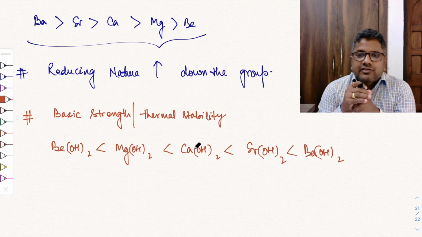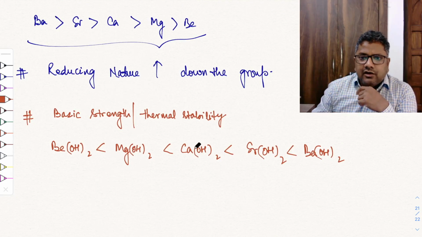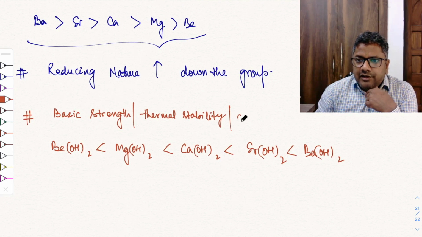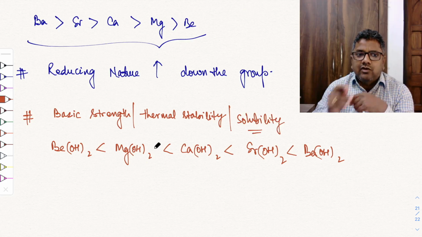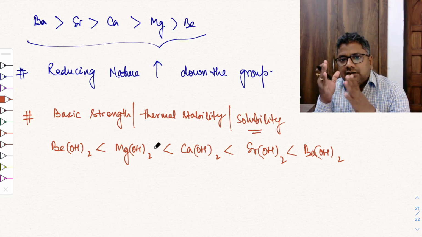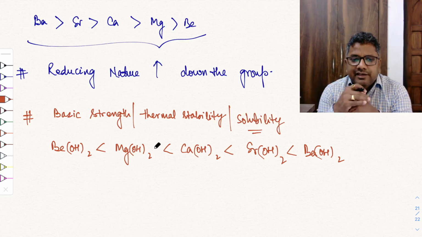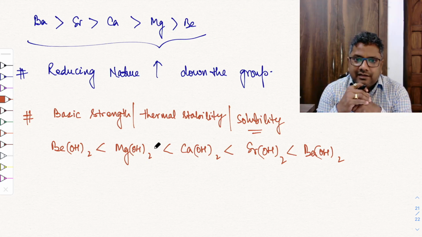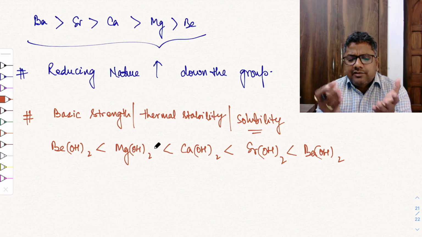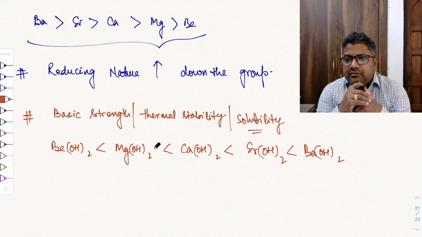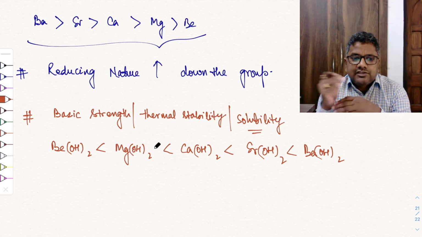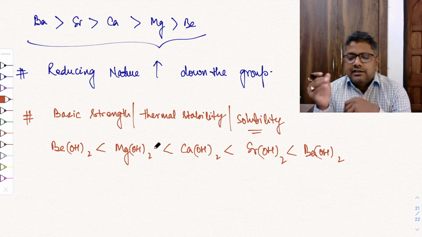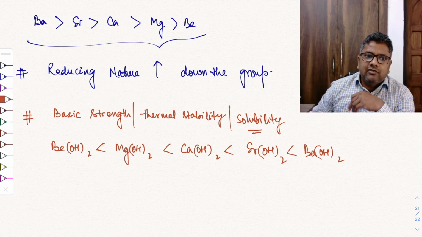So barium hydroxide is the highest, and solubility in water also. So thermal stability, solubility and basic strength all vary in the same manner for all these hydroxides, right? So basic strength increases from beryllium to barium, their thermal stability also increases, and their solubility in water also increases, right?